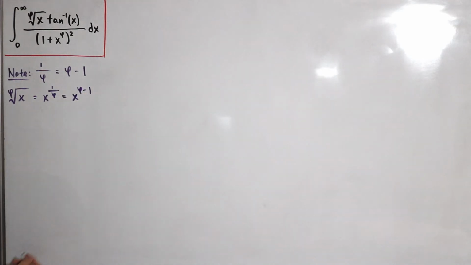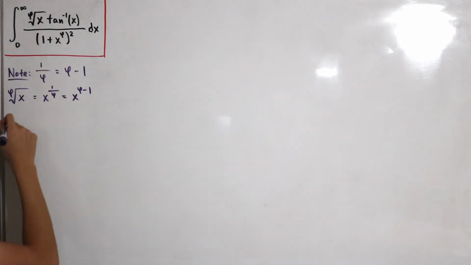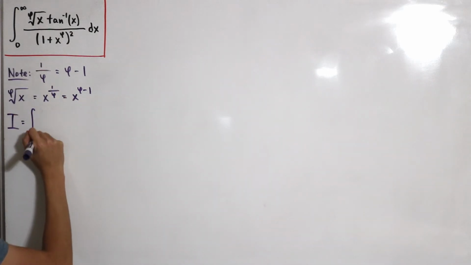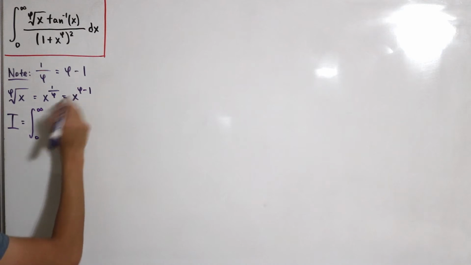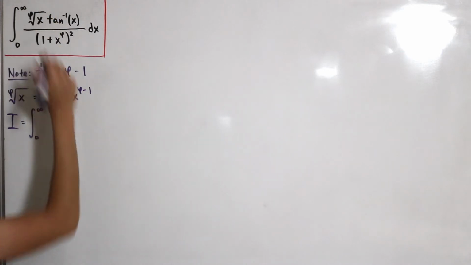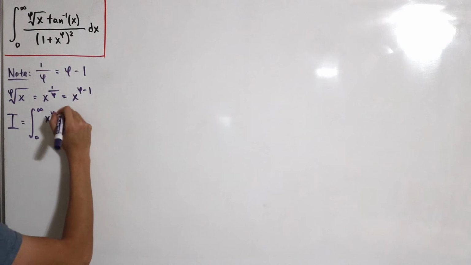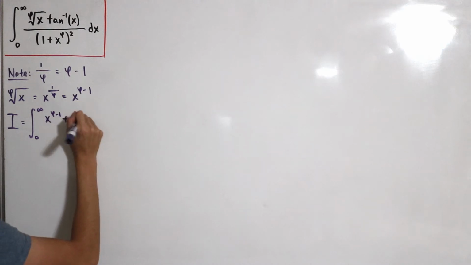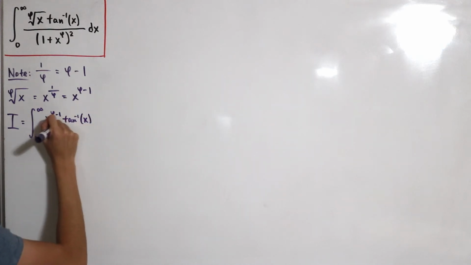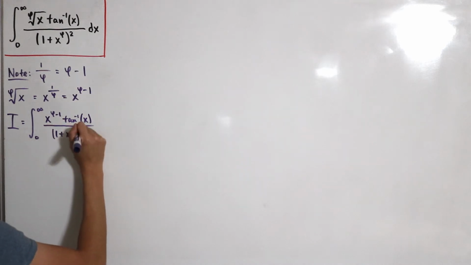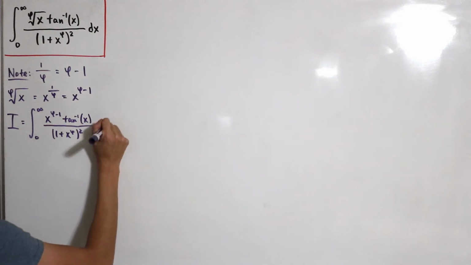With this, we can rewrite our integral. I'll call this integral capital I, and we have the same thing, replacing the phi root of x with x to the power phi minus 1, multiplied by inverse tangent of x, divided by (1 plus x to the power phi) quantity squared, dx.